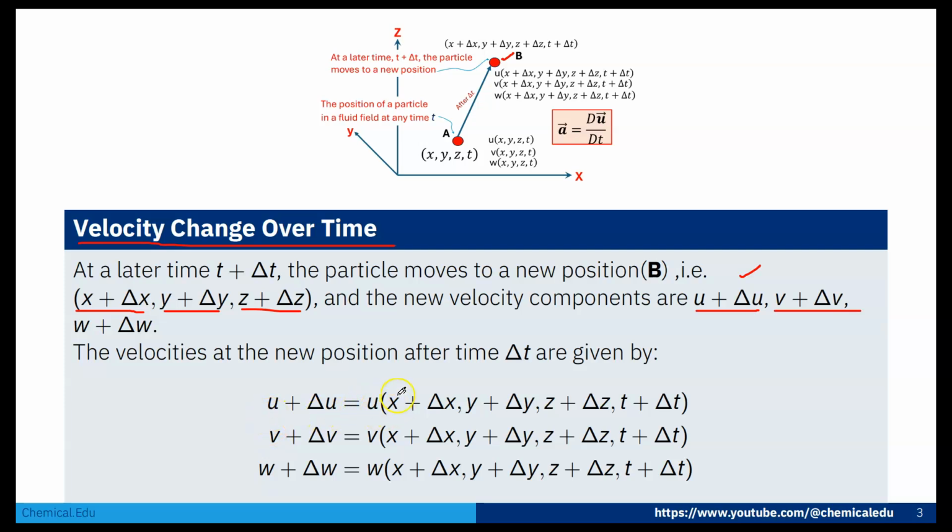The velocity at the new position after time del t is given by u plus del u, which can be written as u of x plus del x, y plus del y, z plus del z, t plus del t, and v plus del v is equal to v of x plus del x, y plus del y, z plus del z and t plus del t, and w plus del w will be w of x plus del x, y plus del y and z plus del z and t plus del t.